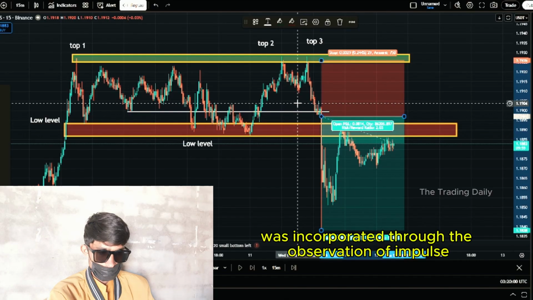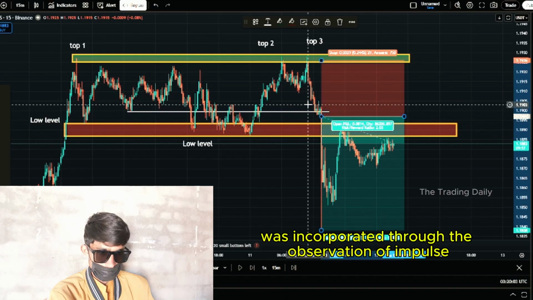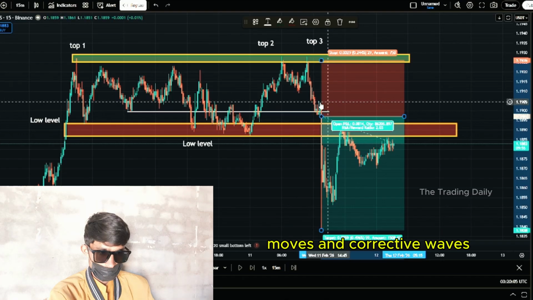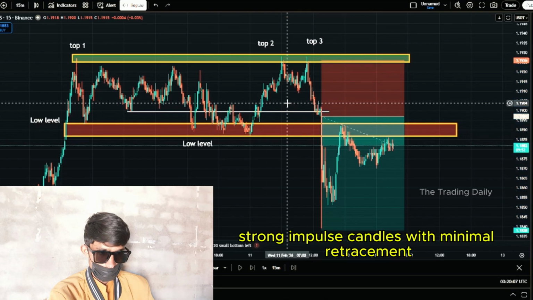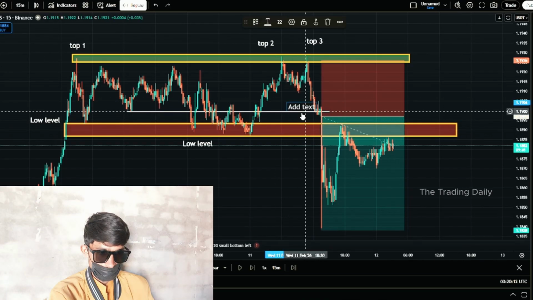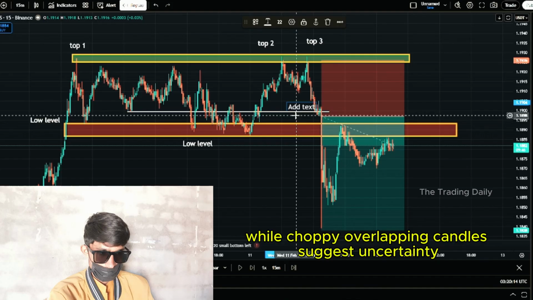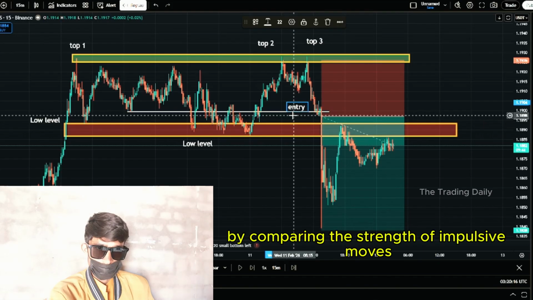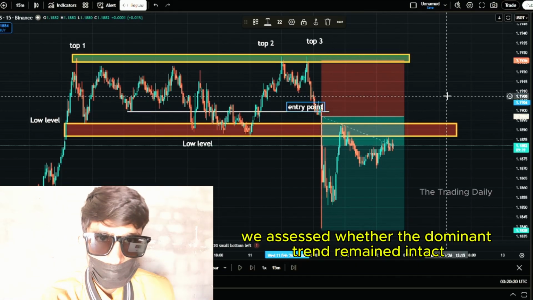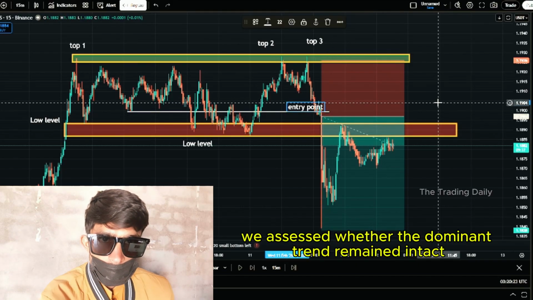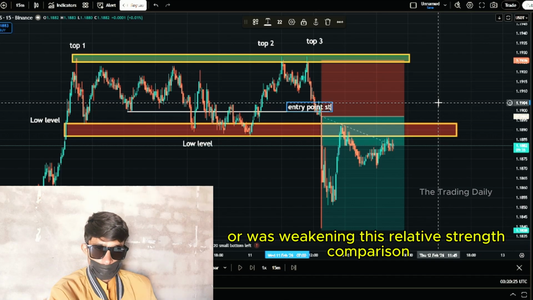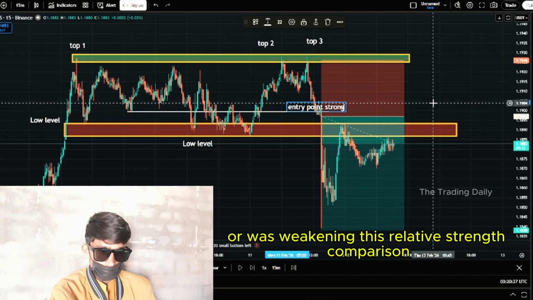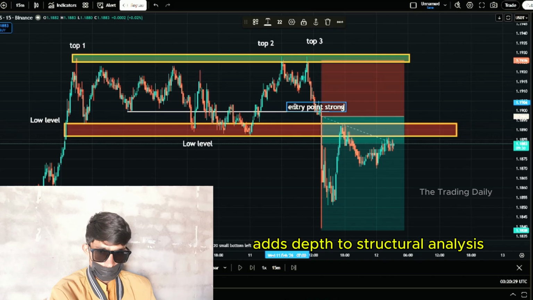Momentum assessment was incorporated through the observation of impulse moves and corrective waves. Strong impulse candles with minimal retracement indicate directional strength, while choppy overlapping candles suggest uncertainty. By comparing the strength of impulsive moves versus corrective pullbacks, we assessed whether the dominant trend remained intact or was weakening. This relative strength comparison adds depth to structural analysis and improves timing precision.